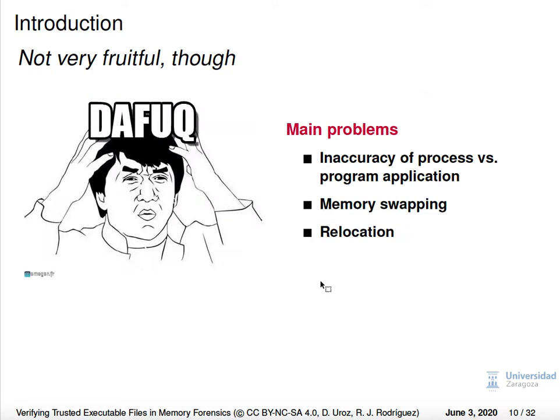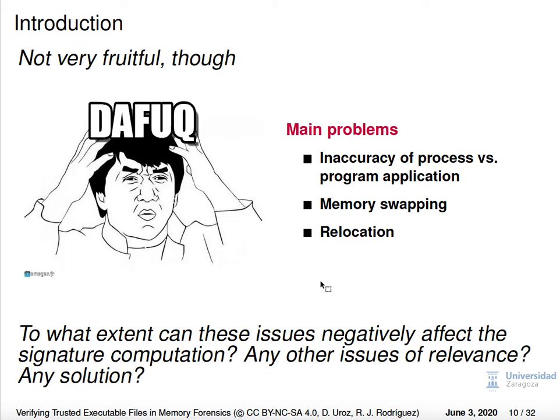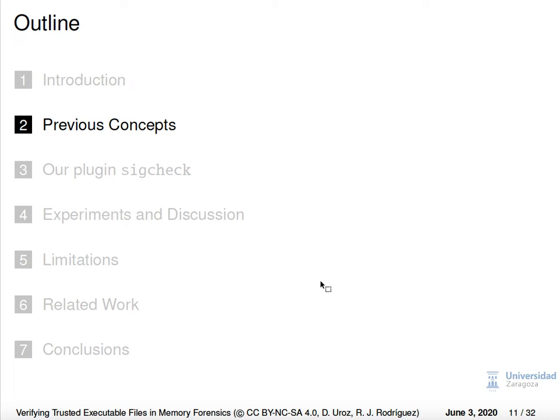However, we have some problems that are going to make this a little bit difficult. First, we have the inaccuracy of process and program application. Then we have memory swapping, and then we have relocation. I will go into these details after. So, in this paper, we research to what extent these issues can negatively affect the signature computation. And also we try to see if there are some other issues of relevance that can affect this computation, as well as the possible solutions.